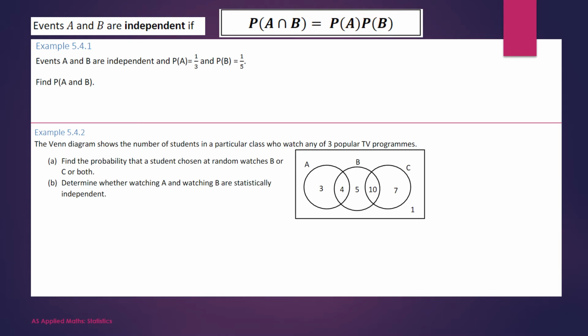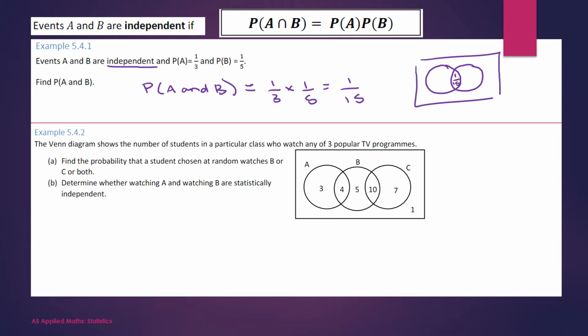Again, to be able to use this result where we're doing the multiplication, we need to be told in the question that we have independent events. Here the word independent comes up, and therefore we can work out what the probability of A and B is. If you were doing a Venn diagram for this question, you would know that that section there is 1/15, and then you can build up your diagram from that point.